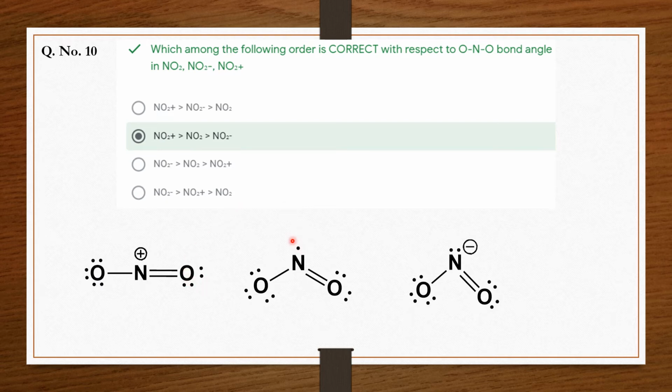Since there is one electron, we can expect some lone pair bond pair repulsion, but in this case it is not a lone pair, it is an unpaired electron. Unpaired electron bond pair repulsion exists, but here the lone pair bond pair repulsion predominates over the unpaired electron bond pair repulsion, and there is no repulsion at all in the case of NO2+. So the O-N-O bond angle will be maximum, that is 180 degrees, in the case of NO2+, and the next one comes NO2, and finally the O-N-O bond angle is the least in the case of NO2-. So the correct order is NO2+, followed by NO2, and then NO2-.